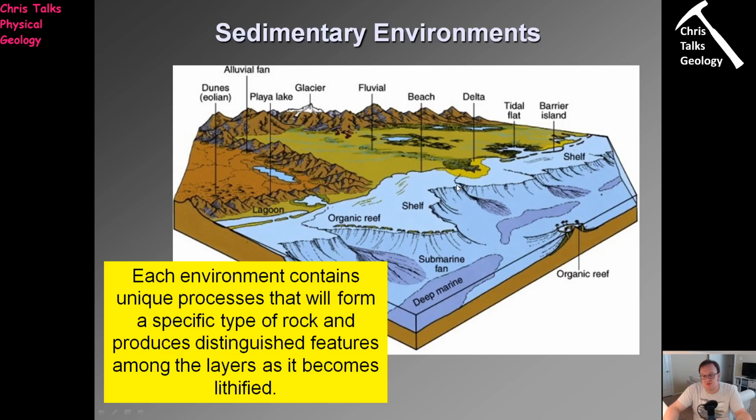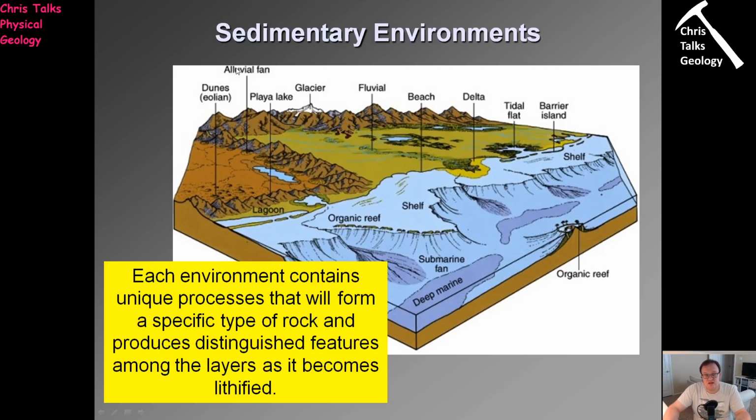The final group is a group of environments that occur exclusively in settings which are 100% under salt water, so completely marine the entire time. And these are obviously going to be referred to as the marine environments, and those are going to be environments like the continental shelf, organic reefs, the continental slope, submarine fans, and deep marine environment, also called the abyssal plain.